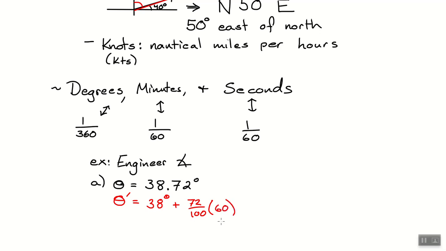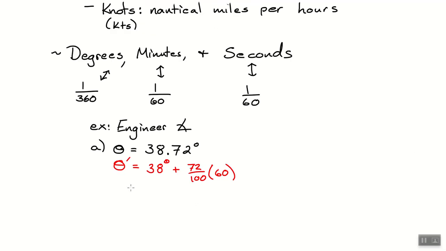So check it out. Here we're going to get the minutes. And then we're going to take one more step here in a minute. I'll change colors. But let's just see what we get. We get 38 degrees. And I'm not going to write the plus. Somebody give me this calculation real quick. 72 hundredths, or 0.72, times 60.